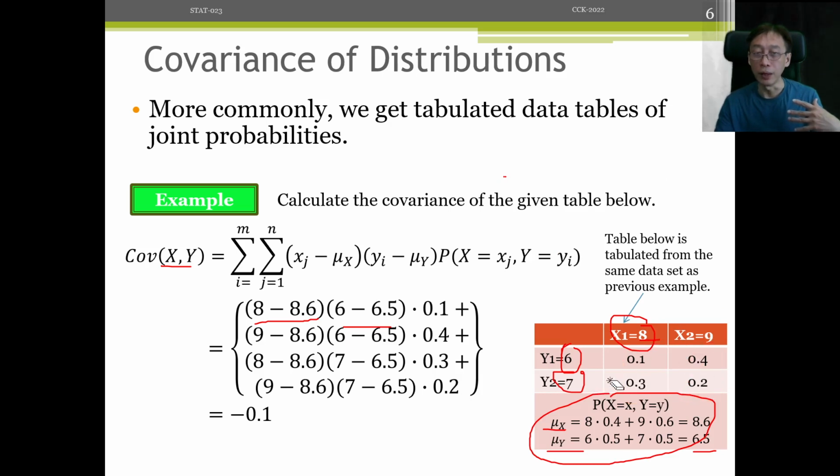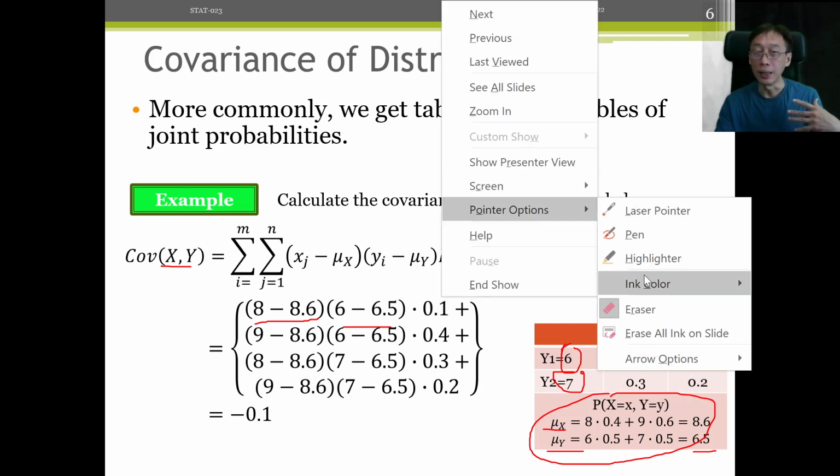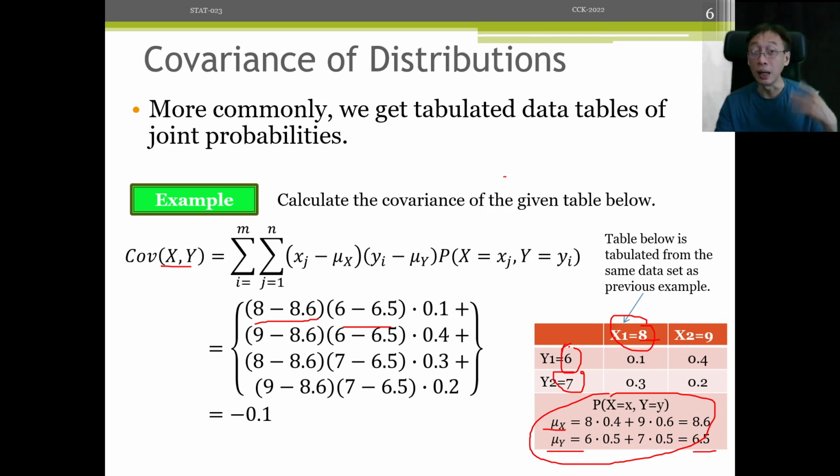All right, so we have 8 minus the mu of X, 6 minus mu of Y times this guy, right? Because it's 8 and 6, so it's 0.1. Then likewise, it's 9 and 6 times 0.4. 8 and 7 times 0.3, 9 and 7 times 0.2, as you can see here. So it's just point by point this stuff.